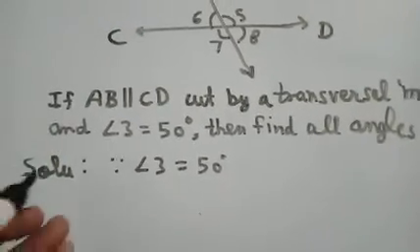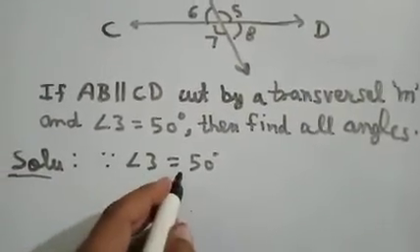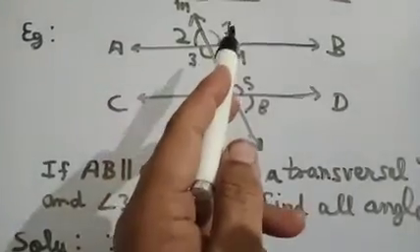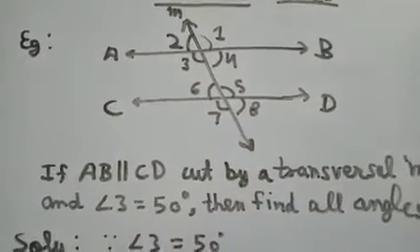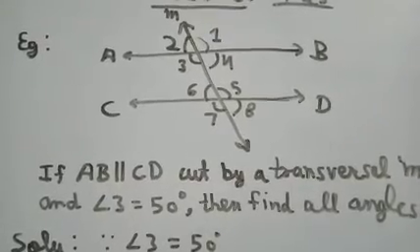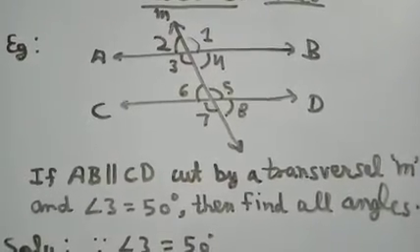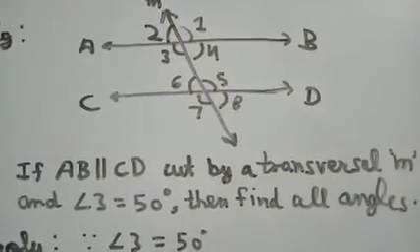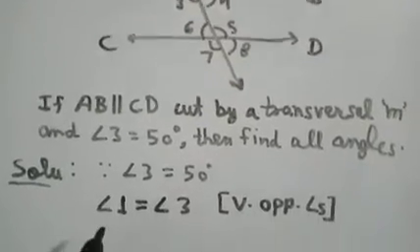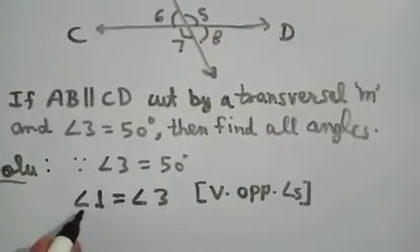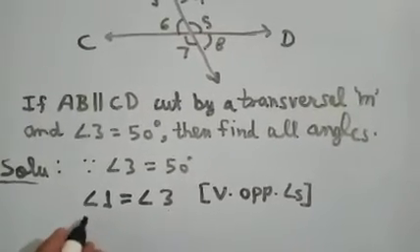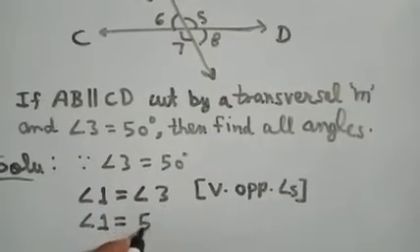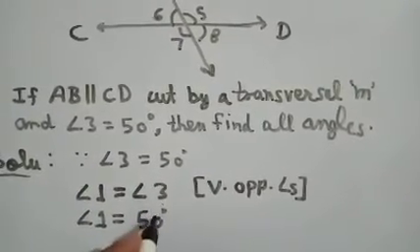Student, this is given angle 3 is equal to 50 degree, and look here, what is the relation between angle 3 and angle 1? Angle 1 is equal to angle 3. The reason, vertically opposite angles. The reason is also mentioned in the line where you have to compare the angles. So angle 1 is equal to, the value of angle 3 is 50. So the same value will be reflected by angle 1.